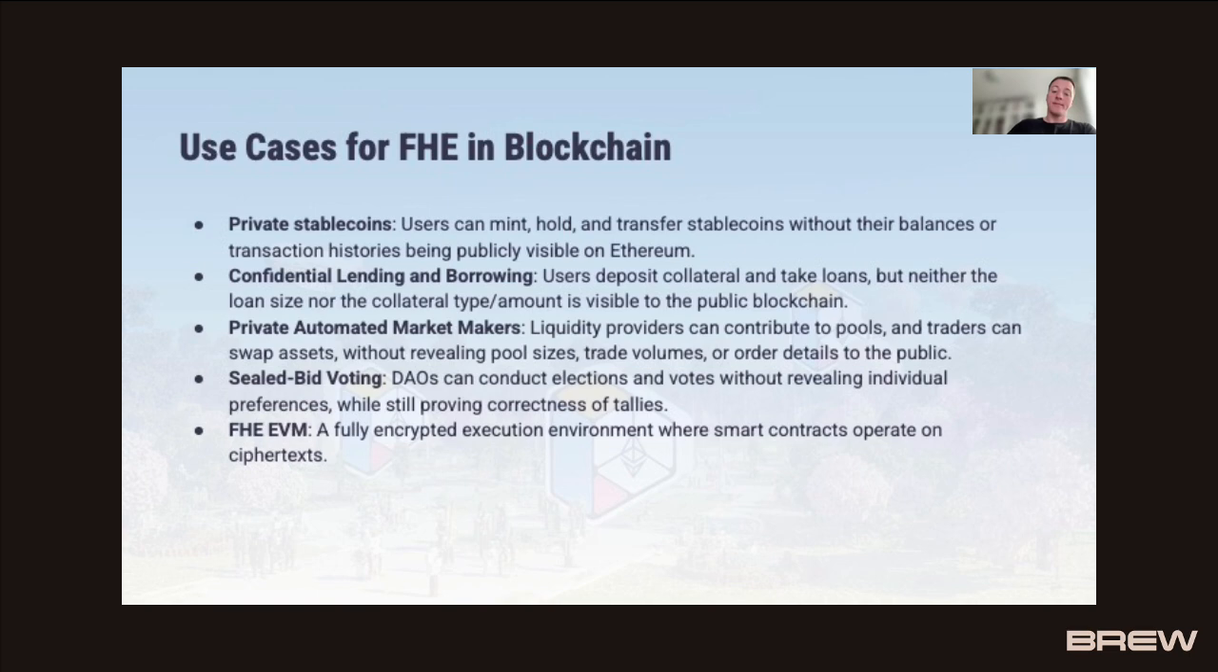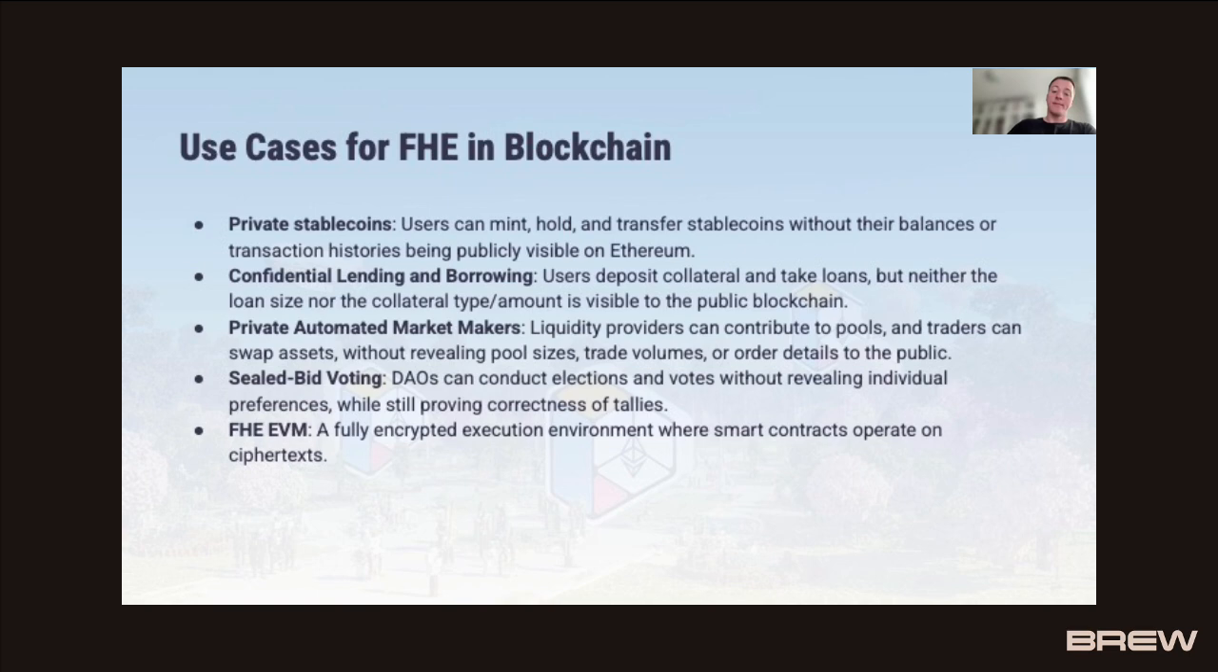For example, private stablecoins, where if you use FHE, then users can mint, hold, and transfer stablecoins without their balances or transaction history being publicly visible on Ethereum. Then confidential lending and borrowing, where users can deposit collateral and take loans, but neither the loan size nor the collateral amount is visible to the public blockchain. Then private automated market makers, where liquidity providers can contribute to pools and traders can swap assets without revealing pool sizes, trade volumes, or liquidity to the public.